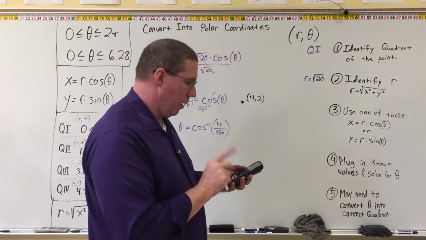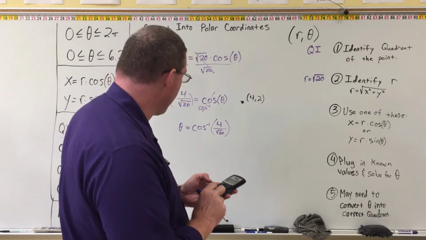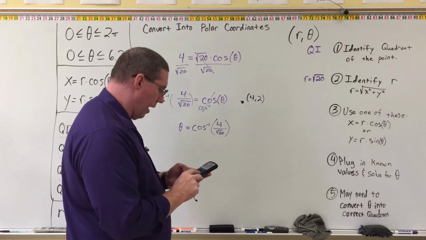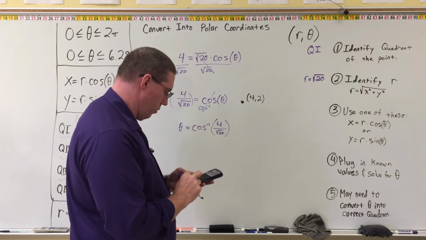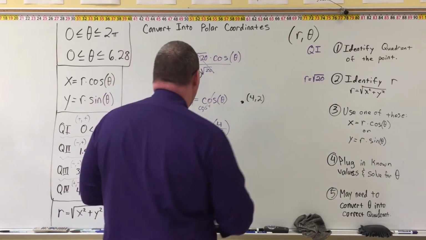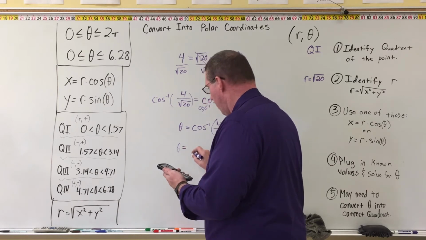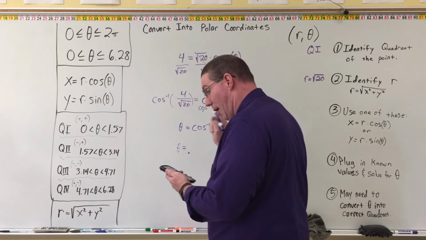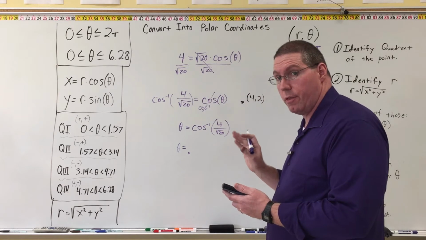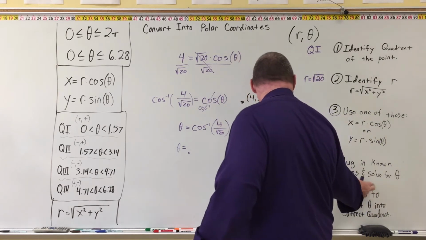On my calculator, I need to make sure I am in radian mode, and I'm going to go second cosine inverse, and do 4 divided by the square root of 20. Press enter, and here's what I get. I get theta is equal to, now I'm rounding because I'm not plugging this number back into another part of the problem. We are at the end here.